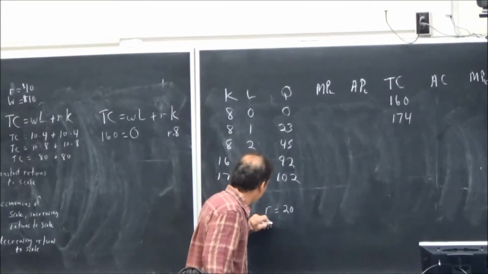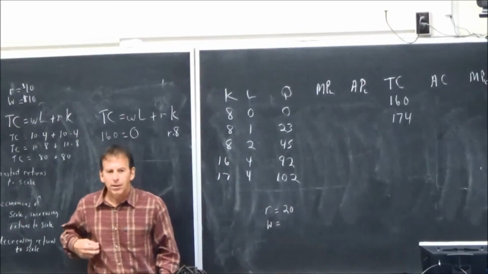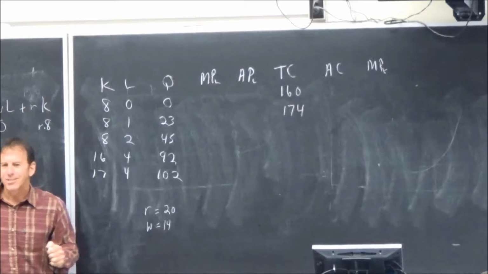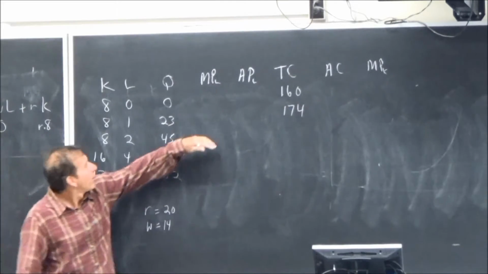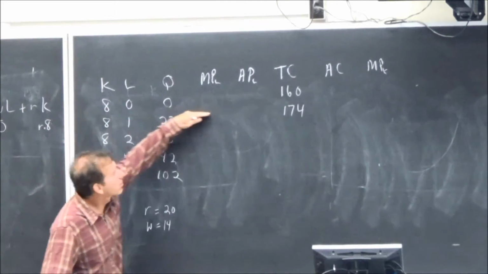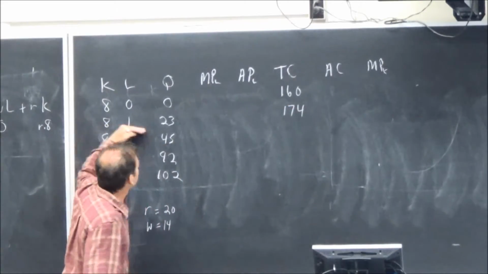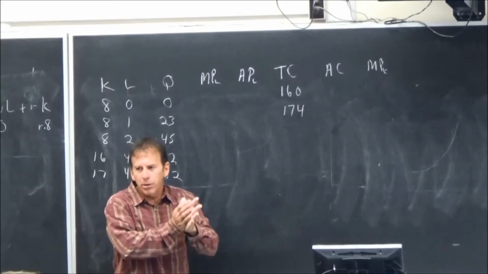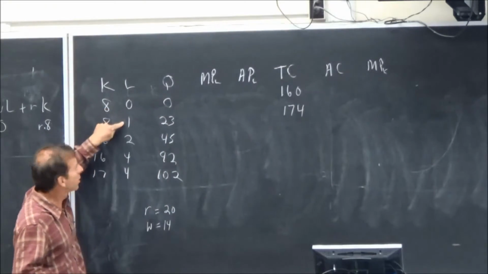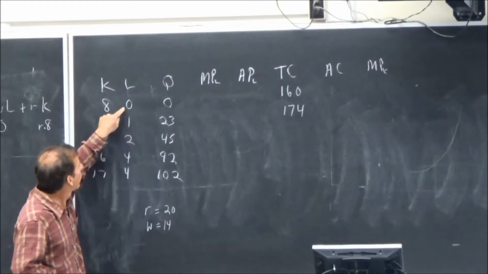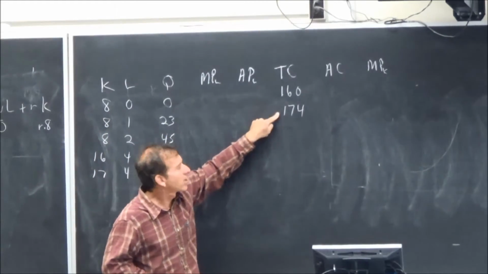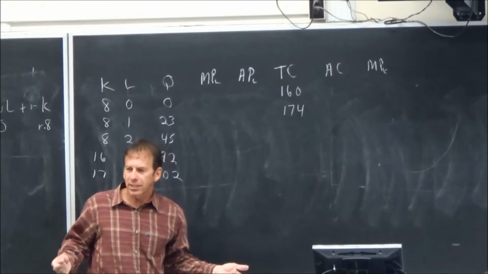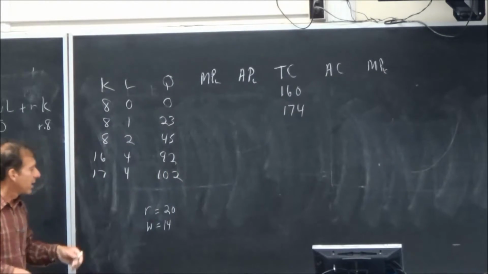What would be your W in question number 1 there? 14. Good job. Said loud and proud. So how did we get that? Look at row number 2. The only difference between row number 1 and row number 2, in terms of what we're purchasing, is we're buying 1 unit of labor. So you buy 1 unit of labor, and that changes the cost by 14. That must mean that the labor costs $14. So your wage rate is 14.